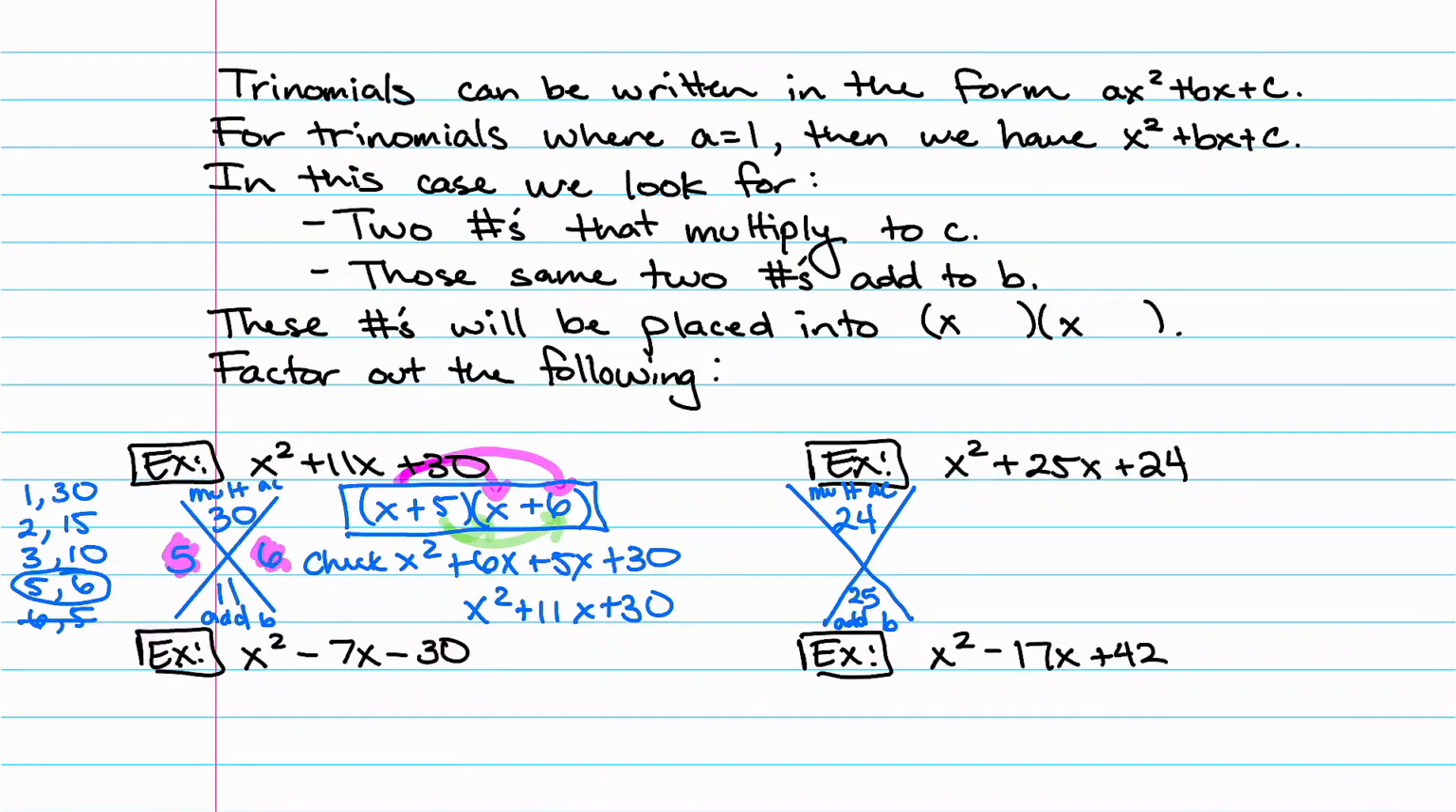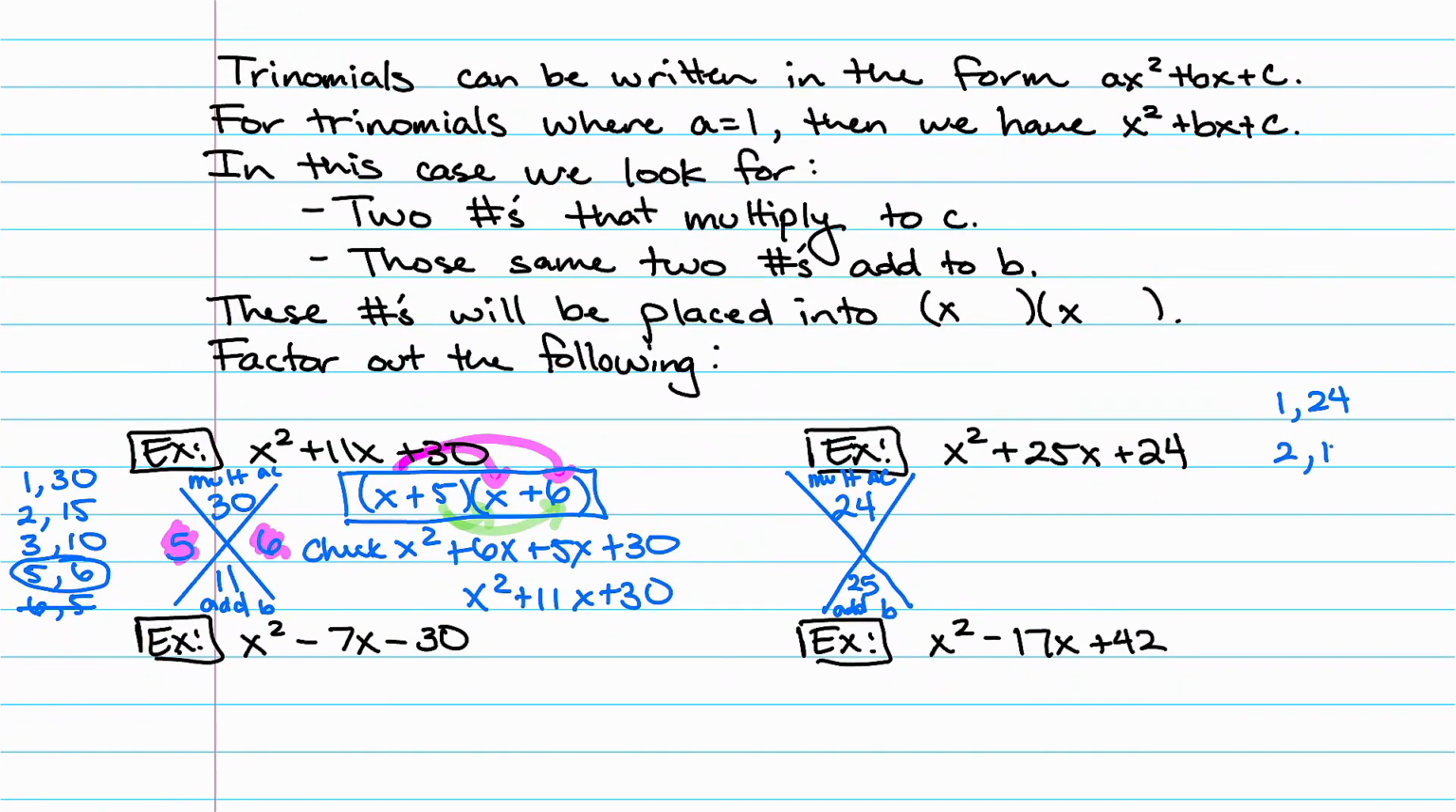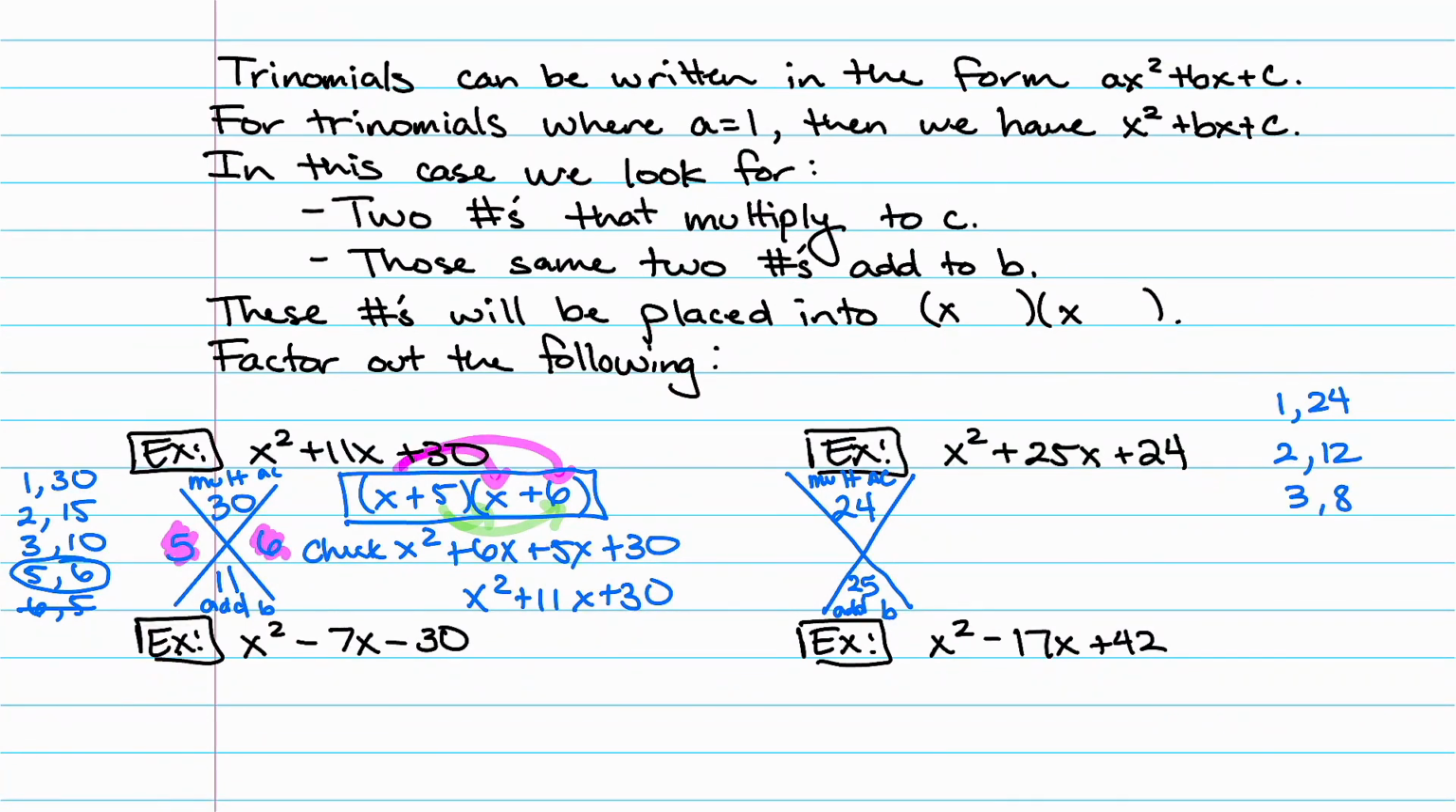Now that I have it set up, I'm going to go ahead and start looking for these numbers. The best way to do it is to figure out, all right, what multiplies to 24? And you really should do this in order to try to save you as much time as possible. So you're going to start with the smallest number, which is 1. 1 and 24 will multiply to 24. 2 and 12 will multiply to 24. 3 and 8 multiply to 24. 4 and 6 multiply to 24.